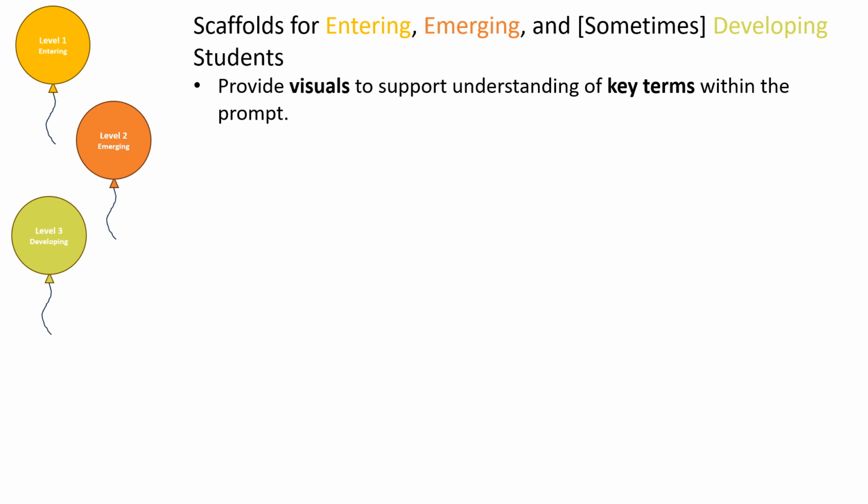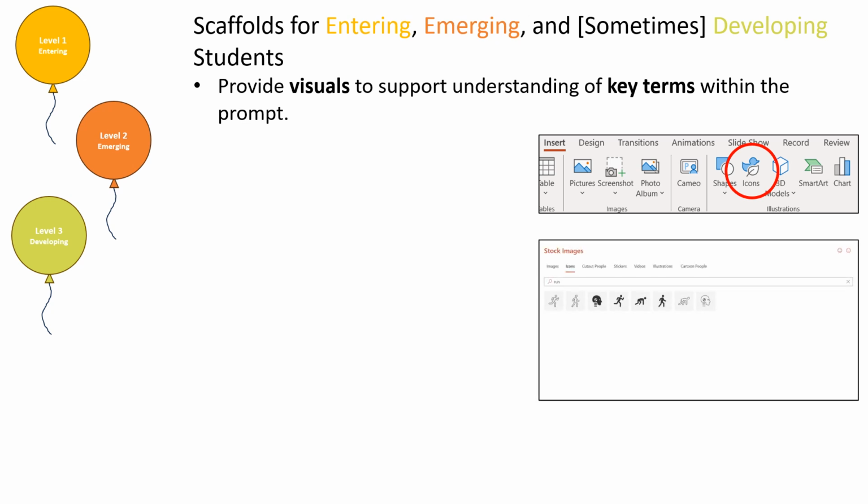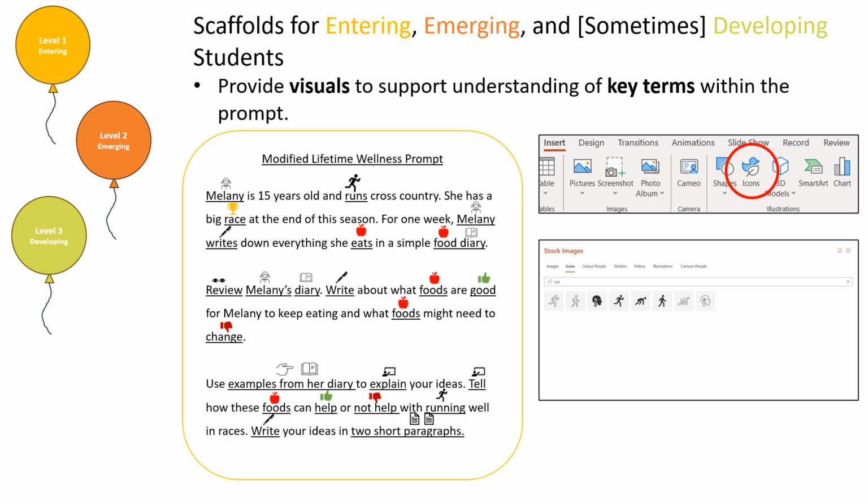Especially if you have emerging English learners, you may want to consider providing visuals to support understanding of key terms within the prompt. One way to do this when using Microsoft software is through icons. With our high schoolers being near adulthood, it's important to find images that aren't geared towards elementary age students. Icons have a neutral style, so they're suitable for all ages, and you can find them under the Insert tab in the ribbon on PowerPoint.